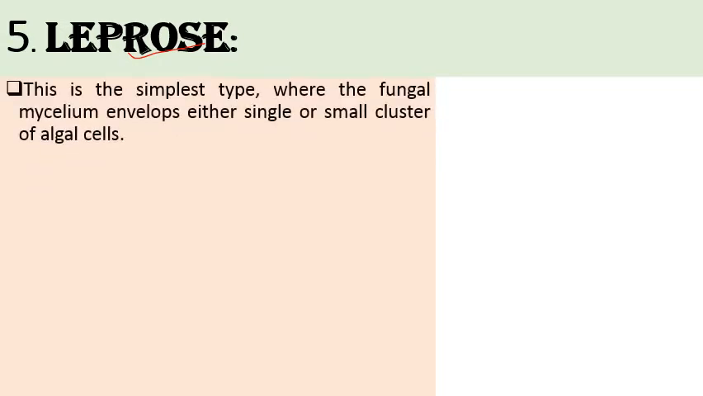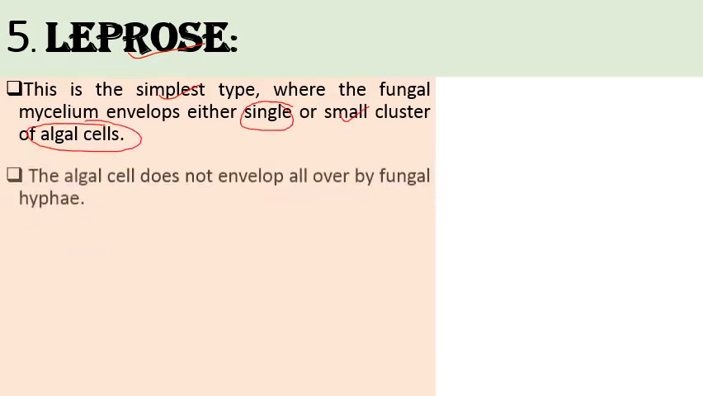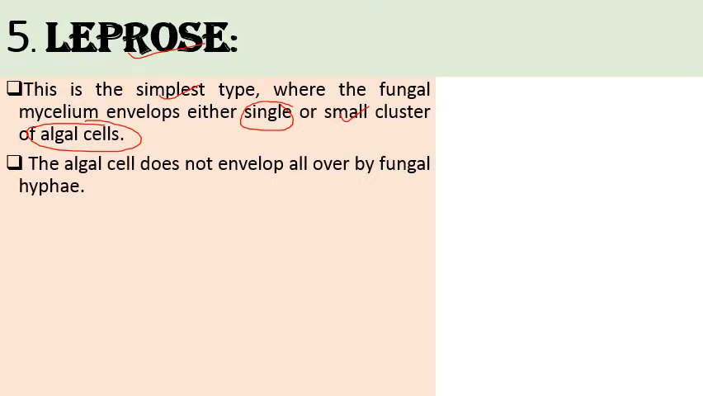So the next form is leprose form. This is the simplest form of lichens. इसमें जो फंगल हाइफे हैं वो एनवेल्प करते हैं सिंगल और स्मॉल क्लस्टर ऑफ एल्गल सेल्स को. But these algal cells are not enveloped all over by the fungal hyphae, सभी तरफ से कवर नहीं होते हैं. Suppose this is an algal cell, it is covered from a particular portion by the fungal hyphae.